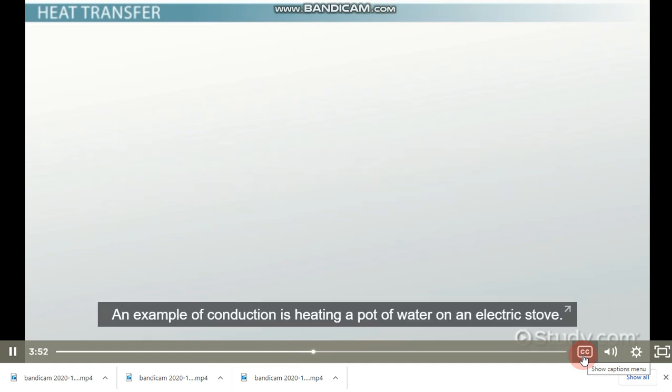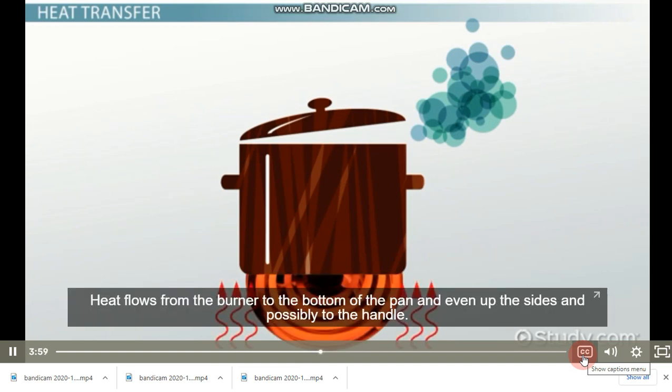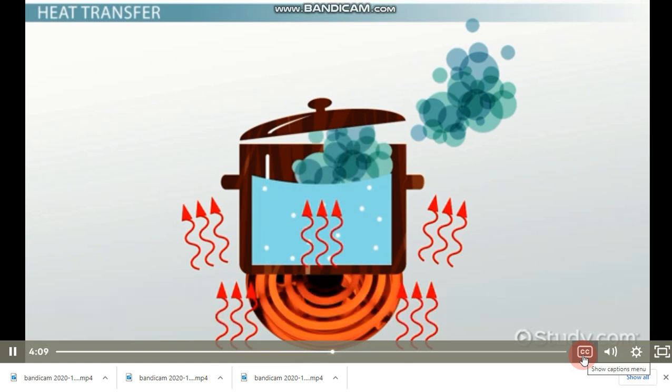An example of conduction is heating up a pot of water on an electric stove. The bottom of the pan is in contact with the hot stovetop. Heat flows from the burner to the bottom of the pan and even up the sides and possibly to the handle. Conduction also occurs between the pan and the water, which are also in contact with each other.